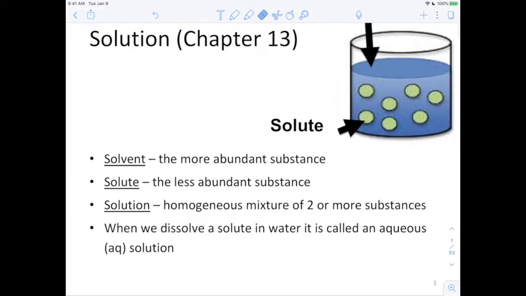And again, it could be 2 or more substances. And something that you already knew, you just didn't know the definition of, is that an aqueous solution is something where things are dissolved into water. In other words, if water is the solvent, we then call it an aqueous solution. So any questions on anything so far?